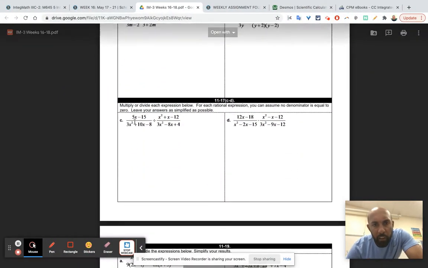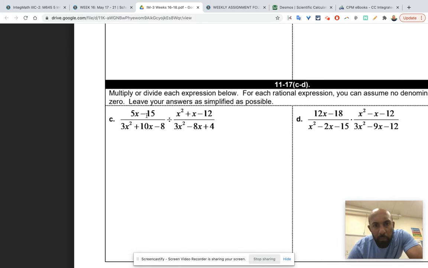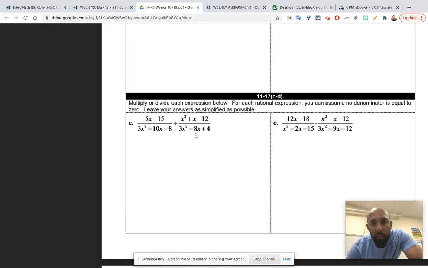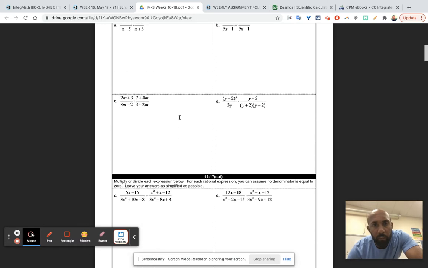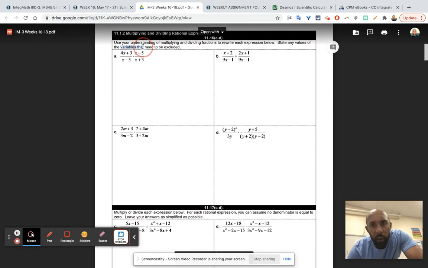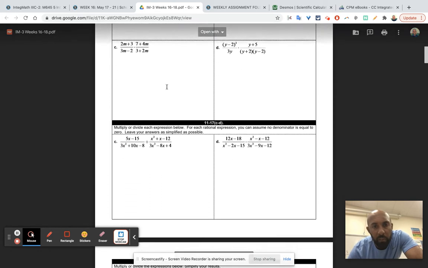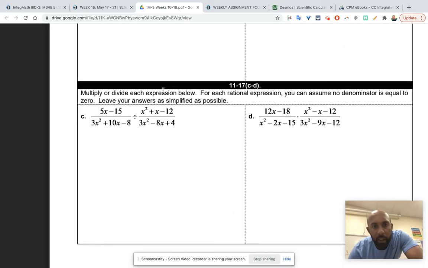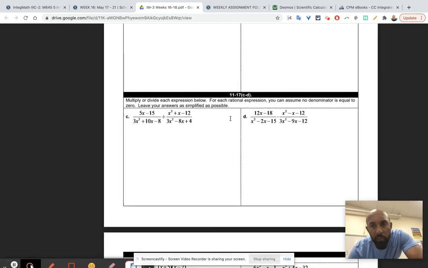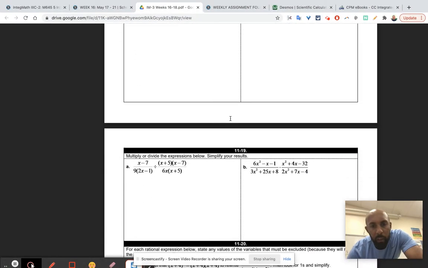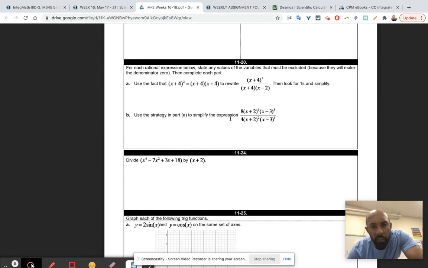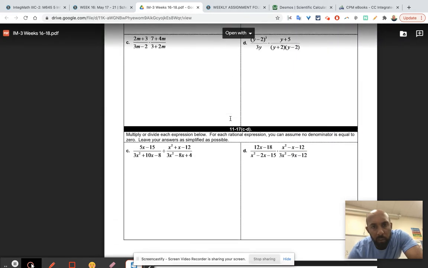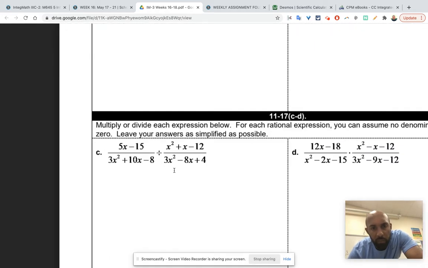Okay, going down here, same idea, except now we've got some factoring we have to do first before we start canceling everything out. And notice that this one says state any values of the variables that need to be excluded. So that's asking for excluded values. This second one does not ask you to do that, so we do not need to write those excluded values in this one. And actually, for the rest of this assignment, you don't need to. All right, so let's look at a problem like this one.